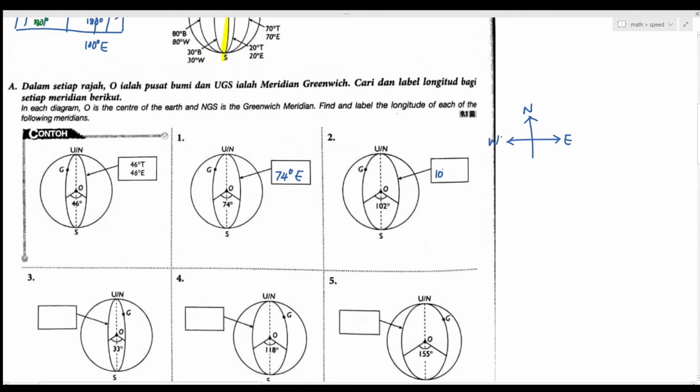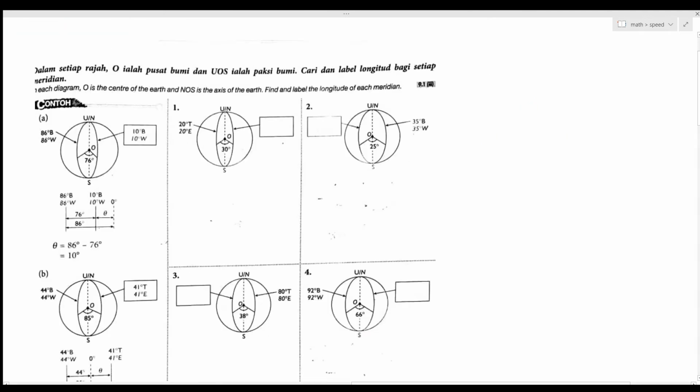Okay, number 2. This is 102 degrees to the east. Here is your Greenwich, to the east. Number 3, 33 degrees from your Greenwich. This is to the west, 33 degrees west. Number 4 is 118 degrees to the west. And the last one, 155 degrees to the west. So it's pretty easy, right? Let's try some other exercises.